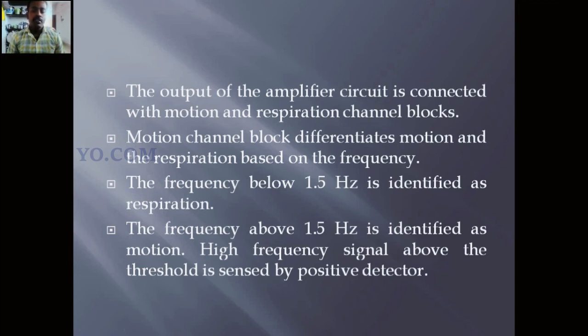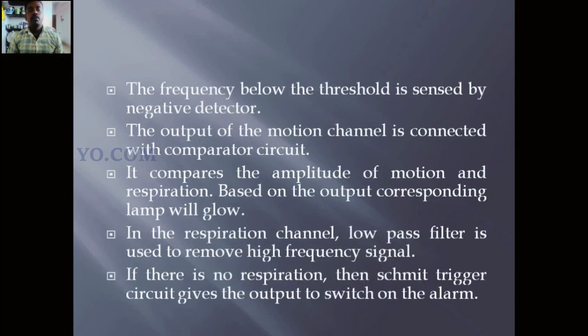High frequency signal above the threshold is sensed by the positive detector. The motion can be detected by the frequency variation. A frequency below 1.5 Hz is considered respiration, and a frequency above 1.5 Hz is considered movement, that is, a motion. The signal over the threshold is sensed by the positive detector, and the frequency below the threshold is sensed by the negative detector.